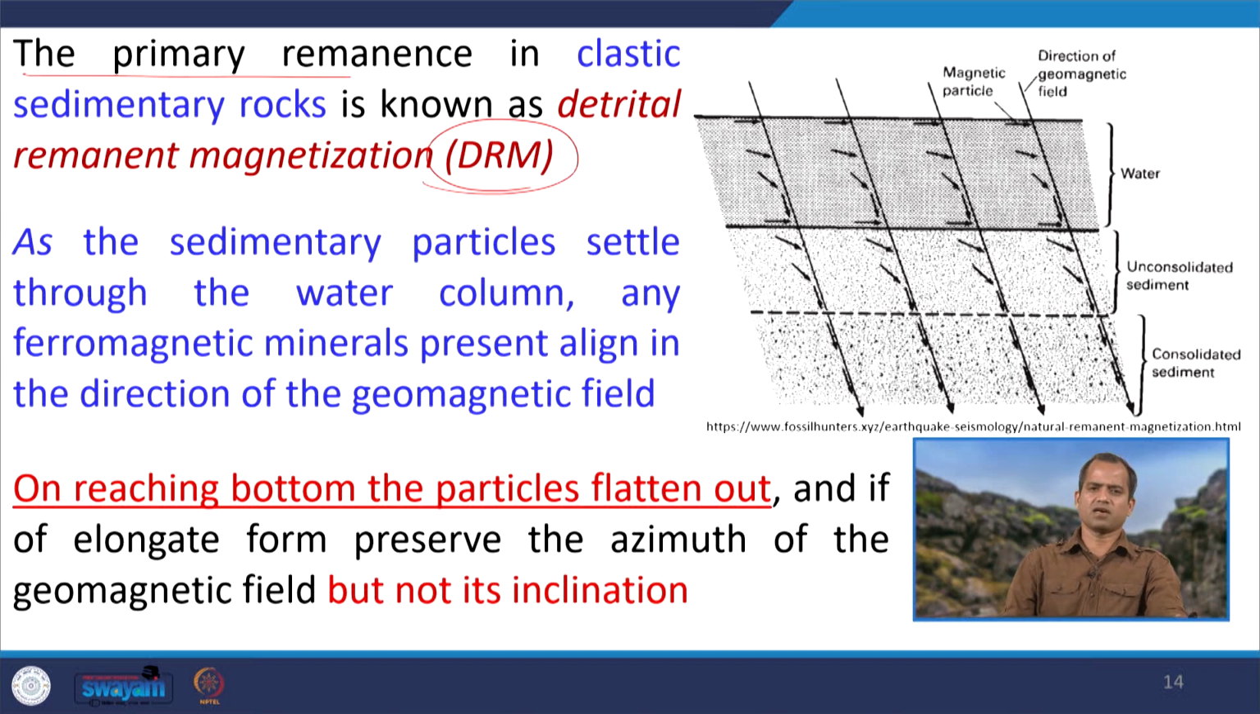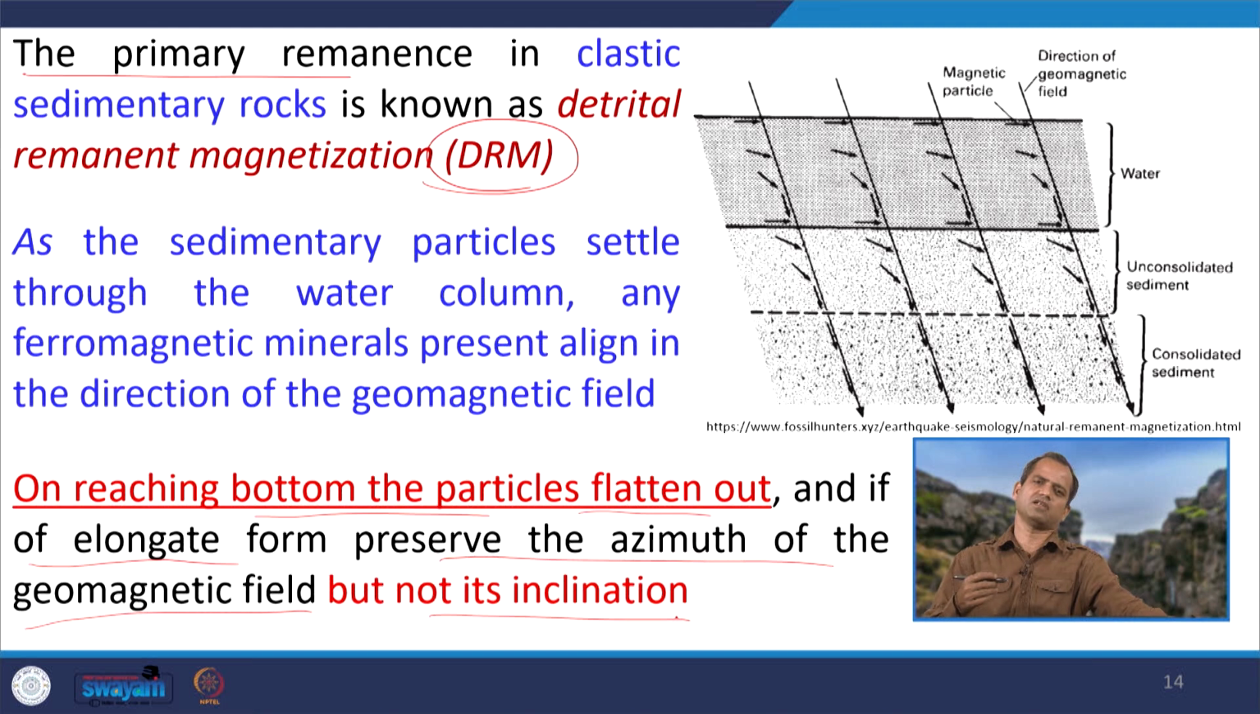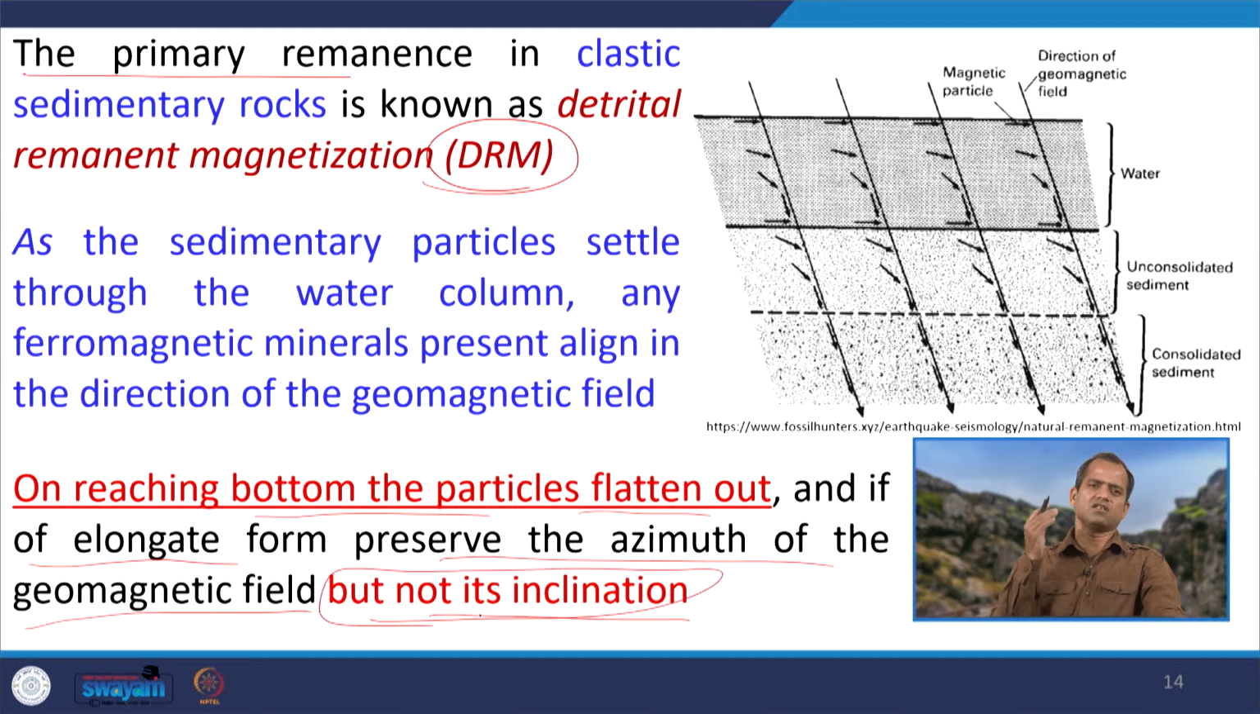As the sedimentary particles settle through the water column, any ferromagnetic minerals present align in the direction of the geomagnetic field. On reaching the bottom, the particle flattens out, and if of elongate form, preserves the azimuth of the geomagnetic field, but not the inclination, because it is a sedimentary system which is squeezed and settled down. So its inclination is not preserved; however, the azimuth, the direction of the magnetic field, is preserved.